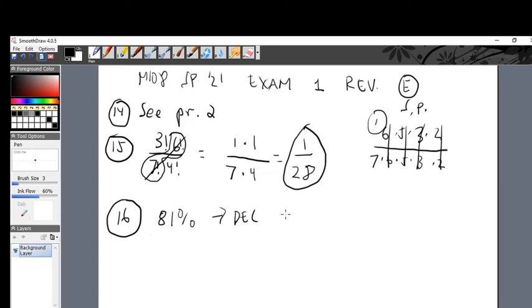It becomes 0.81. Strip the percentage sign out of there. We've turned it into a decimal. And the final answer is 0.81. That's it. No more. Nothing else to do. So it's one of the few short questions here.